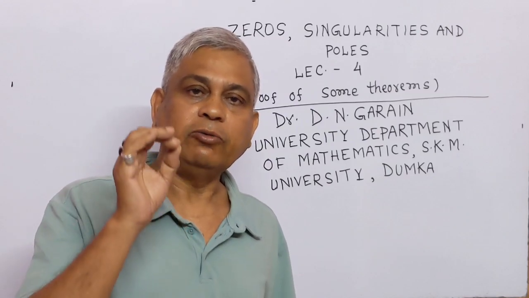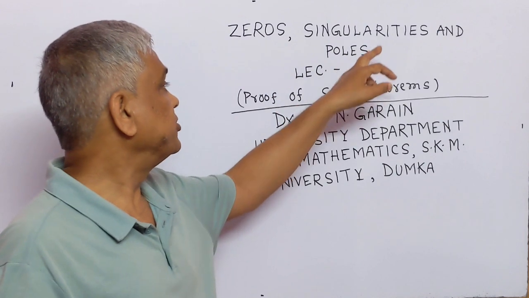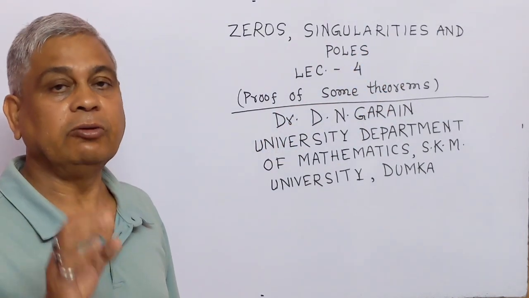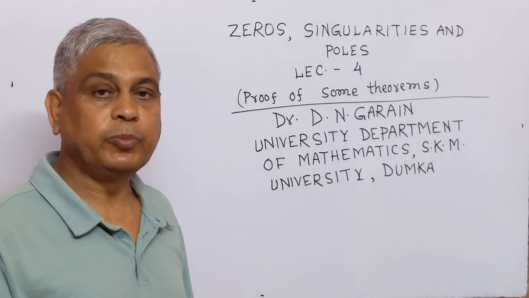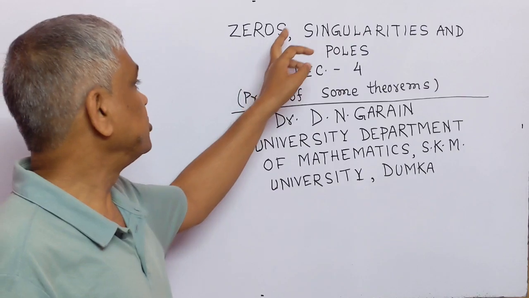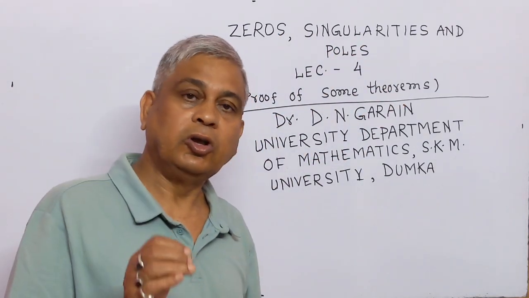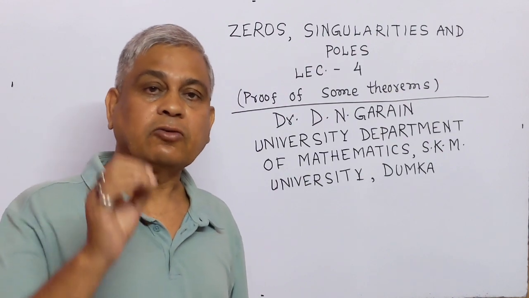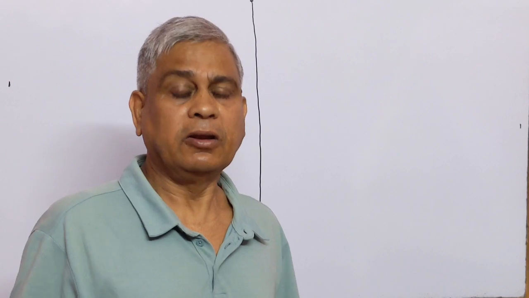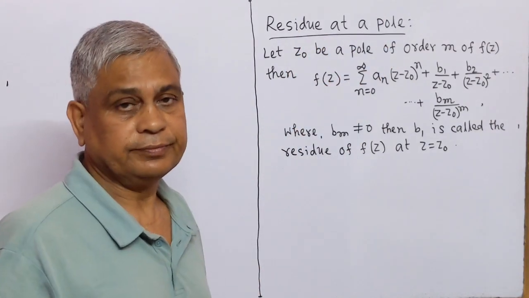Today, I will deliver a lecture on zeros, singularities and poles. Lecture number 4, in which I will prove some theorems on zeros, singularities and poles. Also, I will give the concept of residue at a pole. Now we define residue at a pole.